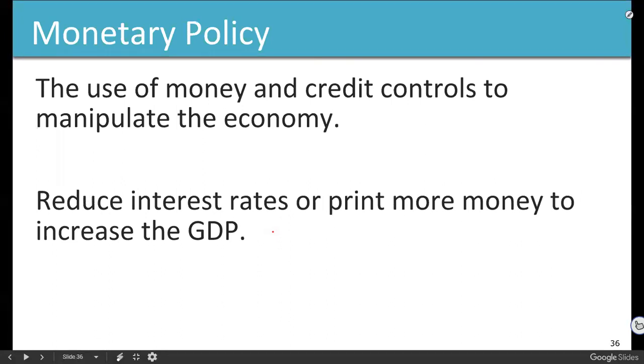Monetary policy is where the federal government does things to mess with interest rates or print more money to mess with our spending and business spending. If interest rates are higher, businesses aren't going to be borrowing as much money to buy bulldozers and stuff. If interest rates are higher, you and I aren't going to be borrowing as much money to buy houses and cars, right? So this is messing with monetary and credit controls. We've got a whole chapter on how to manipulate the economy, ultimately manipulating our C and our I.